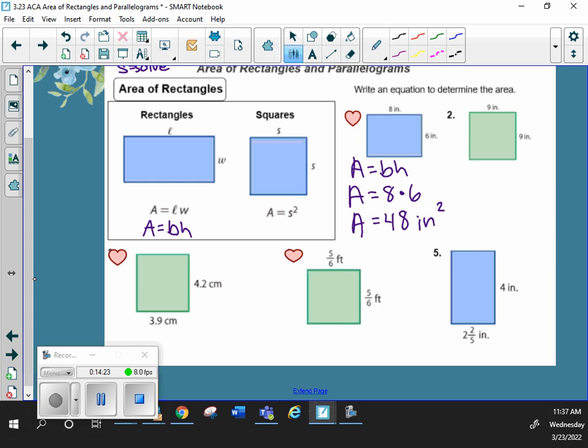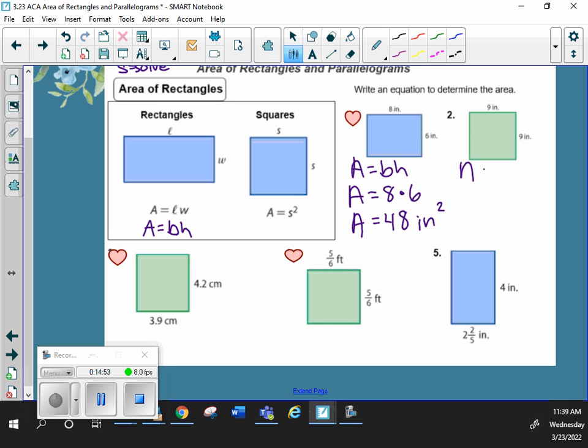Do number 2. Write the formula, substitute the values, and solve. So someone just pointed out, why is there not a square on our formula chart? Who thinks they might be able to rationalize that or reason with it? Because they're all equal? Not quite. Is it because a square is a rectangle? Because a square is a rectangle, so could I use the same formula? Yeah.